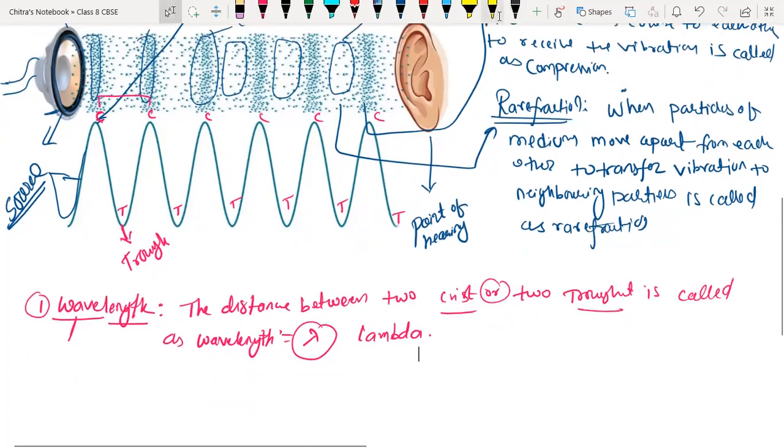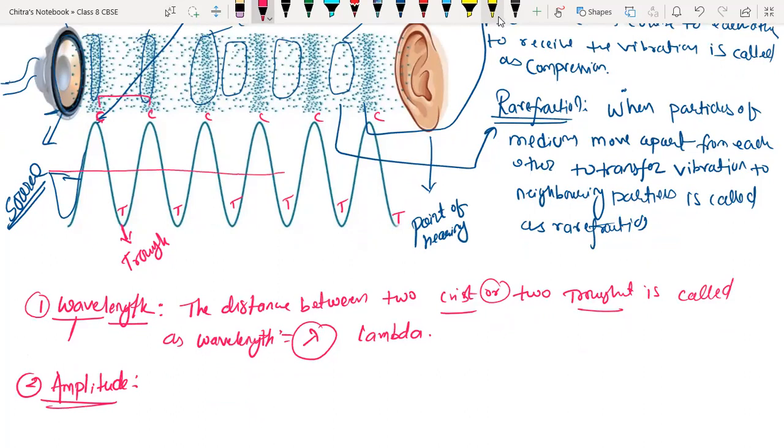Next, after wavelength, we will discuss the amplitude. Amplitude. If I draw a straight line from the center of the waves, the distance from here to the crest or from here to the trough. Suppose we have a pendulum here, moving in this direction, returning back to the mean position and again moving to that position. So the pendulum is moving like this continuously.